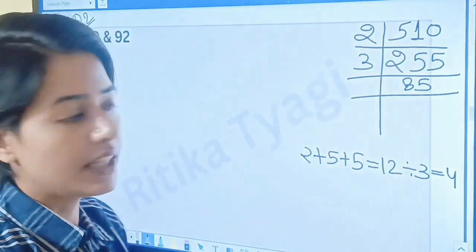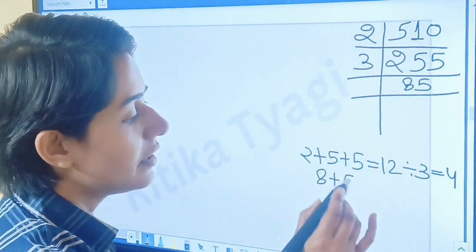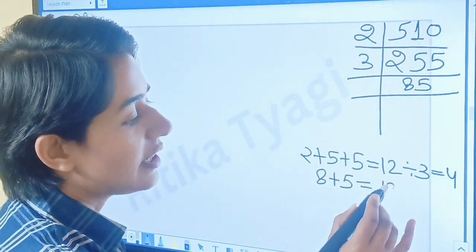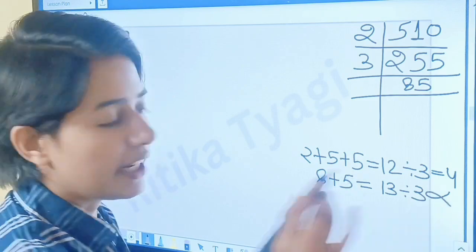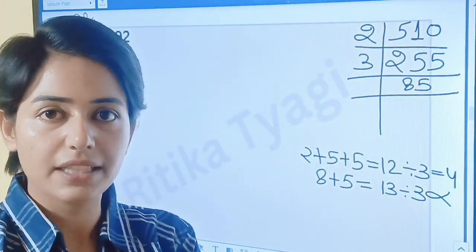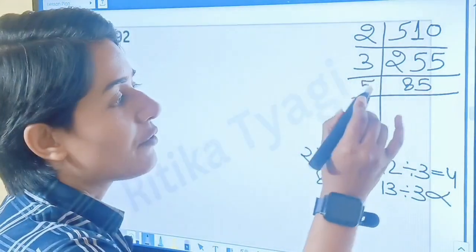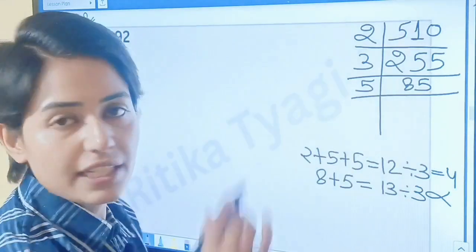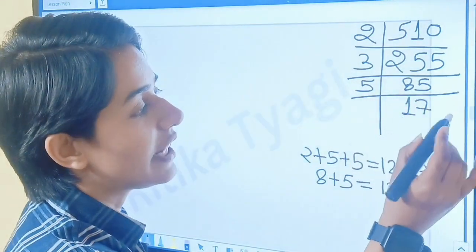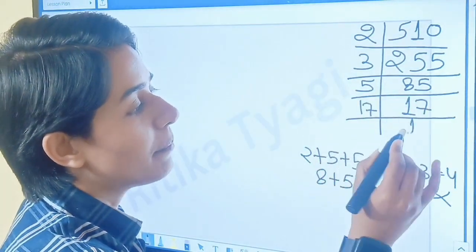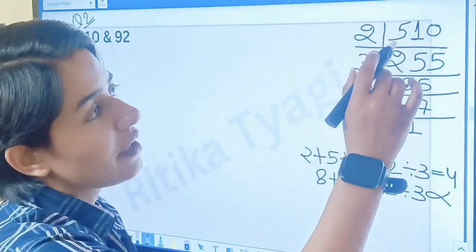Now check the divisibility of 85 by 3. We get 13 and 13 is not divisible by 3. So this number is not divisible by 3. Now we have to divide it by 5 because the end digit is 5 and we get 17, and 17 is a prime number which is divisible by itself.